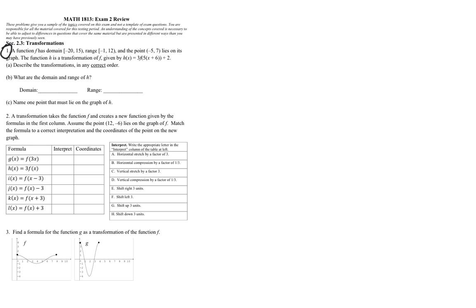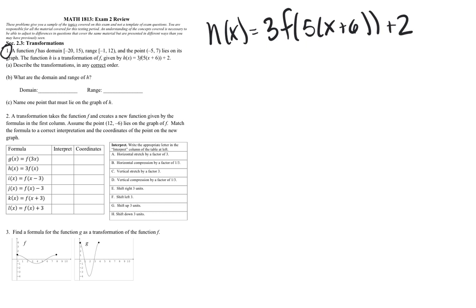Okay, so let's break this down. So we have h(x) equal to 3 f of 5 times (x + 6), plus 2. We can highlight our different transformations here. We have this 3 out in front, a 5 right here, a plus 6 right here, and then a plus 2 out here. If we label them left to right, this 3 is going to give us a vertical stretch by 3.